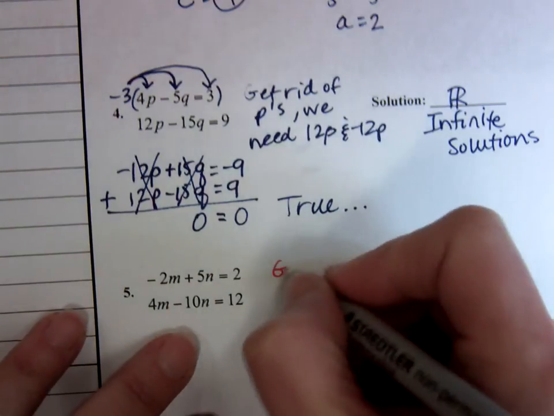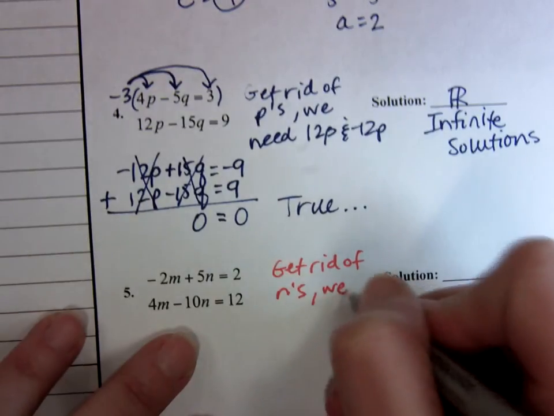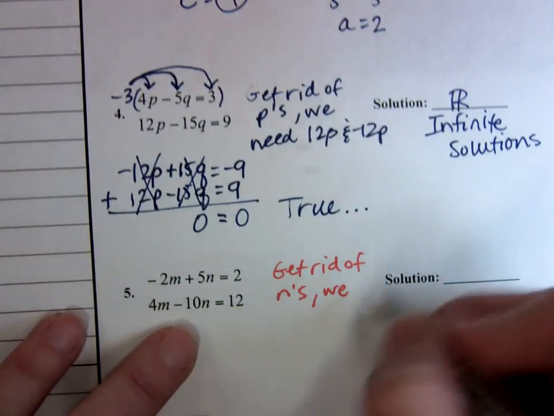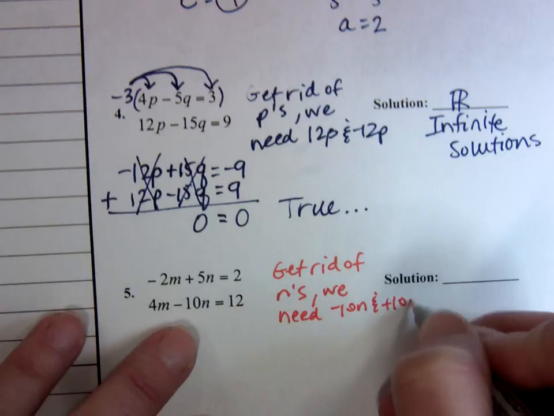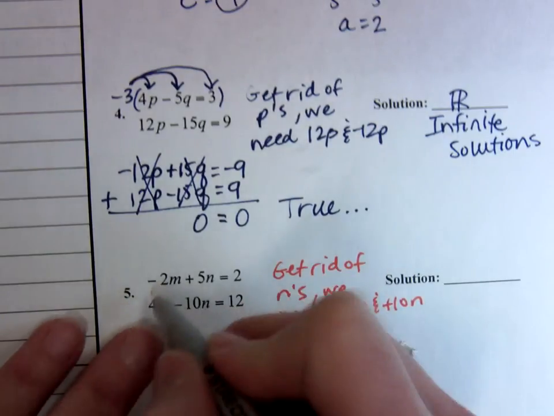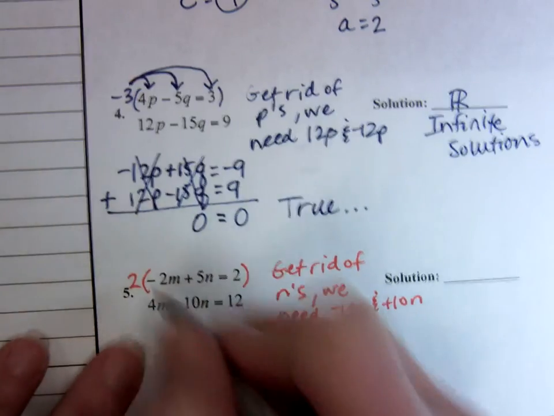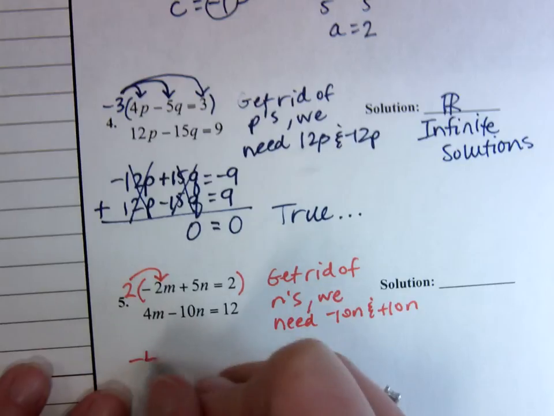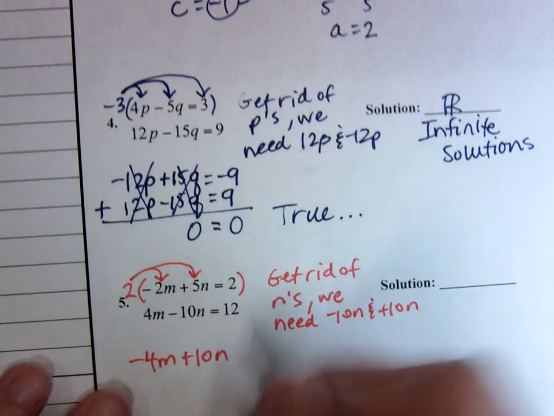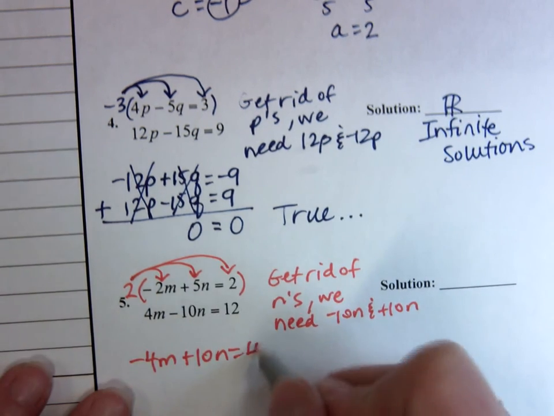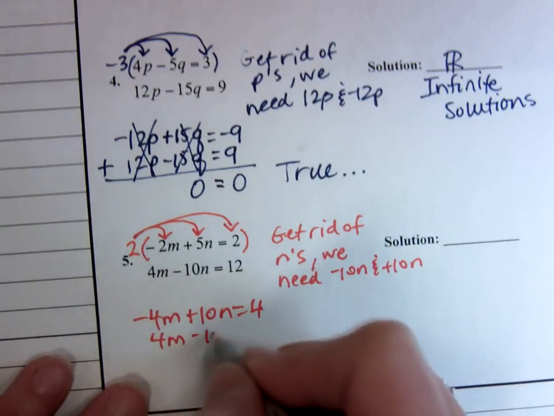So to get rid of the n's, what's the magic number? We need negative 10n and positive 10n. Right now we have a negative 10n, so what does that mean we need to do to the top one? Multiply by 2, that's right. So then 2 times negative 2m is negative 4m, 2 times 5n gives me 10n, and 2 times 2 gives me 4. Did I do anything with that bottom equation? No, so we're just going to write that one down.